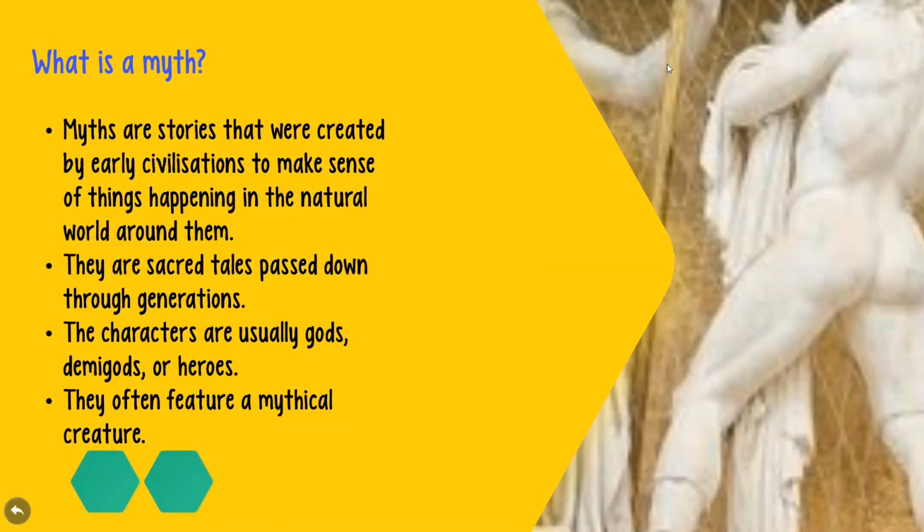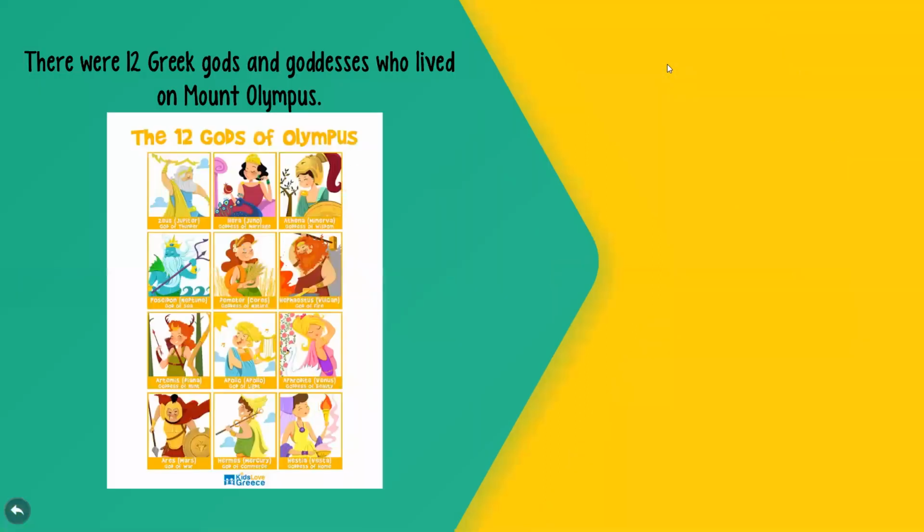Now, a demigod is someone who is half god and half human, and they often feature mythical creatures, which we'll have a look at a few in a moment. So there were 12 main Greek gods and goddesses, and they were known as the gods of Olympus because they lived on Mount Olympus. Each of them had temples that were built for them, and the people of Greece would go and make sacrifices to them in those temples.